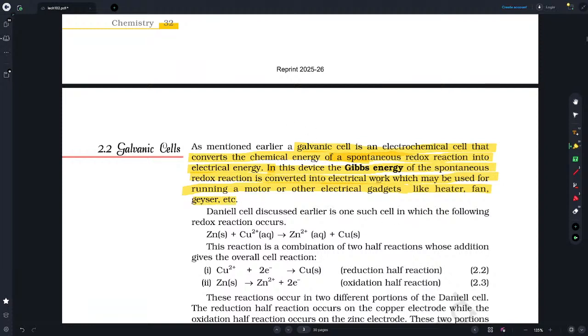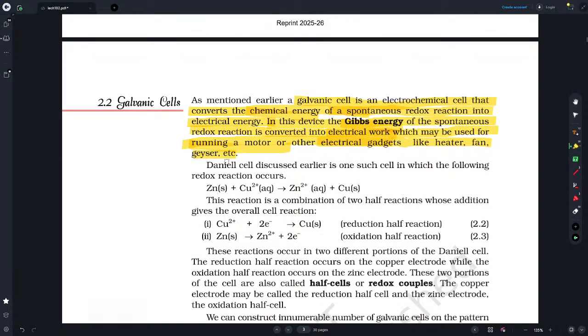The electrical energy we get from the cell is basically the reduction in the Gibbs free energy. The chemical energy of a spontaneous redox reaction is converted into electrical energy. This energy is nothing but the Gibbs energy. The Gibbs energy is reduced, electrical energy is produced in the form of electrical work done, which we can use for running a motor, electrical gadgets, heater, fan, geyser, etc.